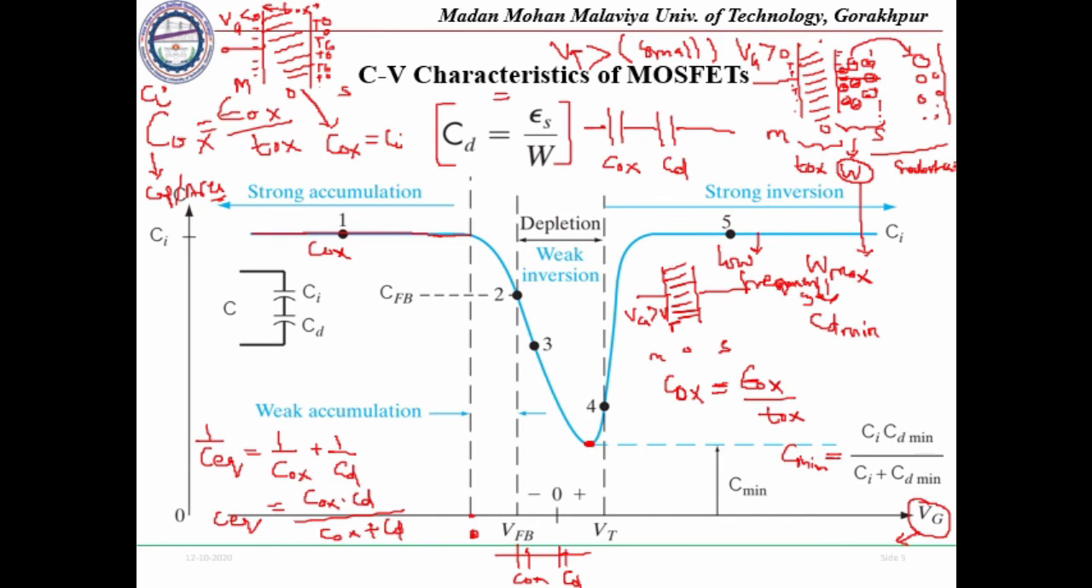But in the inversion region, what will be happening is that VGS is changing very fast, and this very fast change in VGS will have no effect on the charge basically. So whatever minimum capacitance we have got will remain the same. So this plot will be the plot when the high frequency is there.